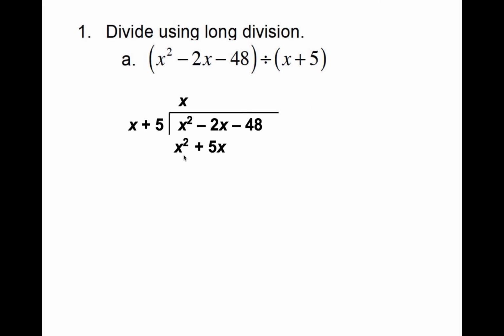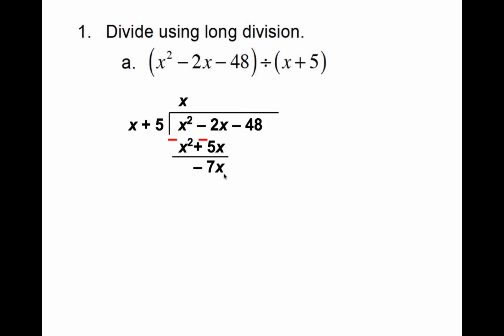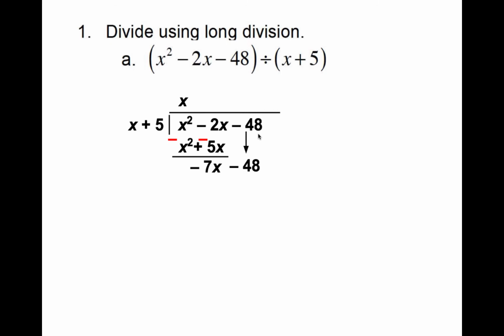The next step is to subtract this. So that means we're going to take the opposite of the terms. So this is going to be a negative x squared and a negative 5x. So notice that the x squareds cancel. And over here, negative 2x and negative 5x makes a negative 7x. The last step is to drop down the next term. So we're dropping down the negative 48. So now we go back to first term, x times what makes a negative 7x? Well, that would be a negative 7.